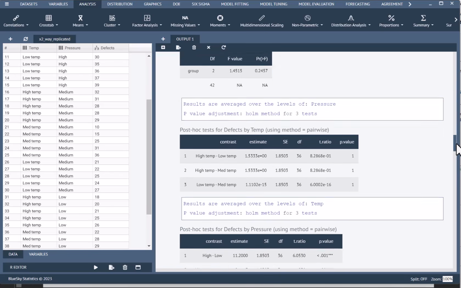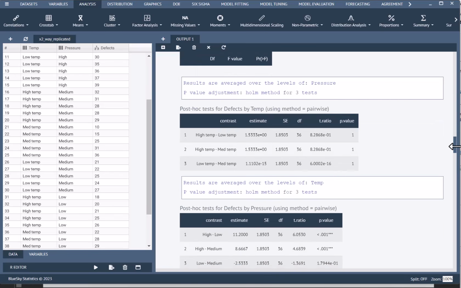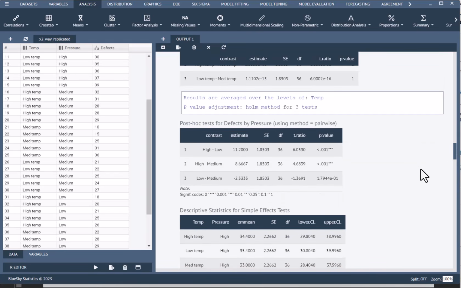Now we do pairwise comparisons. We see the contrast of temps, high versus low, high versus medium, and low versus medium. The estimates are 1.5, 1.5, 1.1. Oh, this one is 1.1 to the minus 15, so it's pretty much the same. And defects by pressure using pairwise comparison.